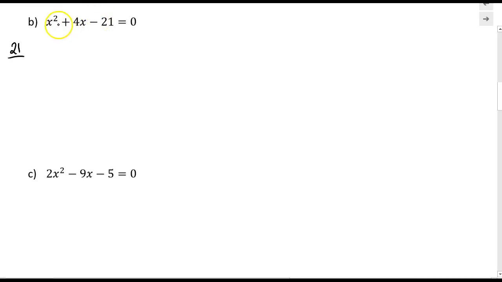I'm going to have one of them be negative, but they need to add to a positive value, so my smaller value is going to be the negative. So when I factor this, I've got x minus 3 and x plus 7, all equals 0. This uses the property that either a equals 0 or b equals 0. So we're going to do both.